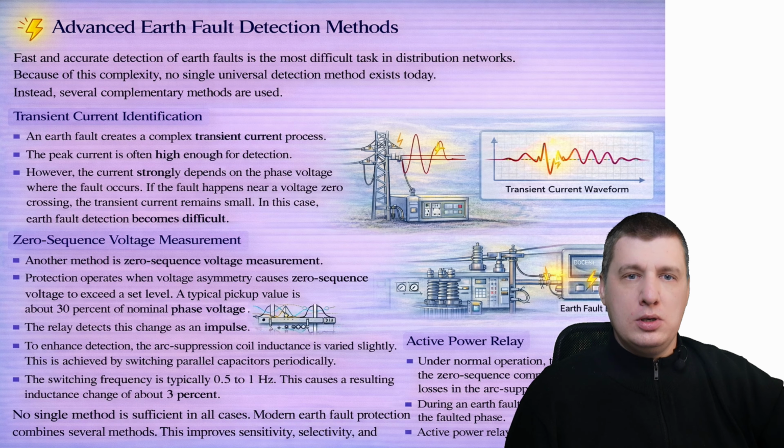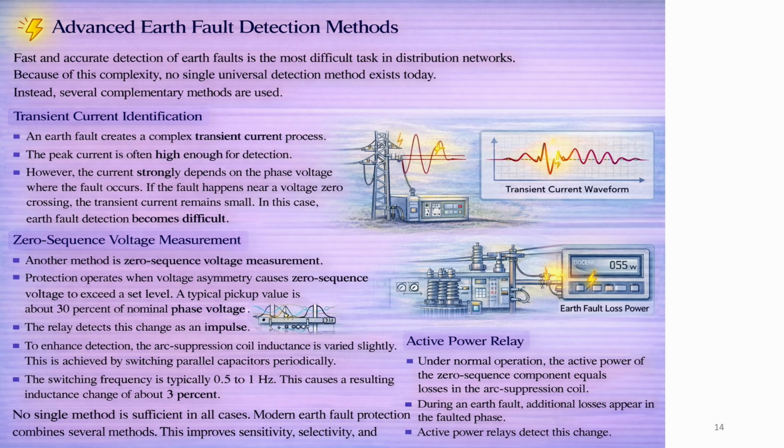If arc suppression coil inductance remains unchanged, only the faulty phase current changes. This change produces a variation of zero sequence current. The relay detects this change as an impulse. To enhance detection, the arc suppression coil inductance is varied very slightly. This is achieved by switching a parallel capacitor periodically. The switching frequency is 0.5 to 1 Hz. This causes an inductance change of about 3%. The resulting zero sequence current impulses are measured by the protection relay.